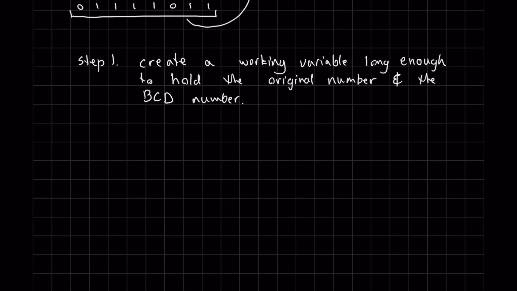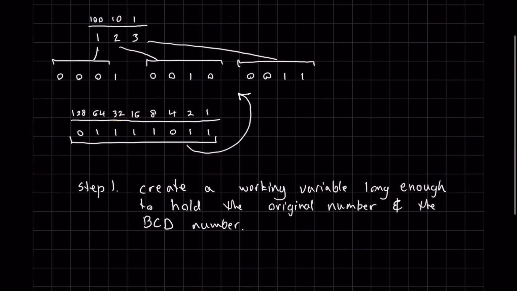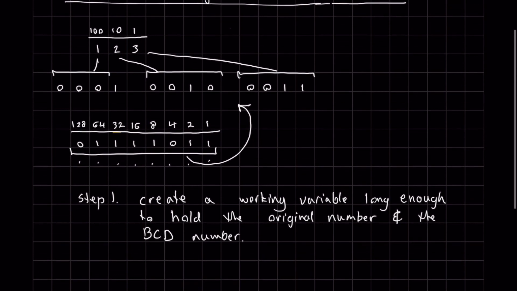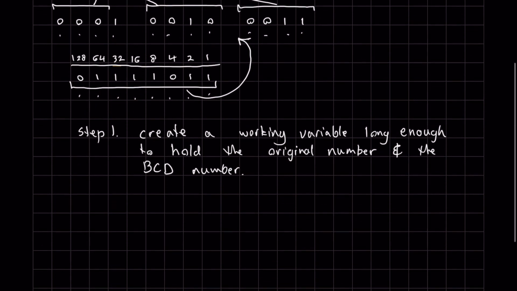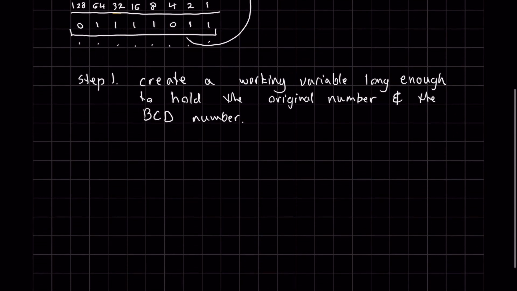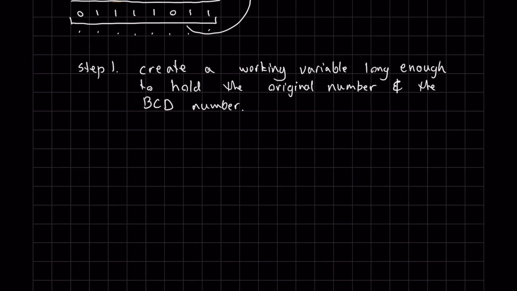So what does that mean? If we scroll back up and look at our original number, we'll see that it is 1, 2, 3, 4, 5, 6, 7, 8 digits long. And our binary coded decimal number is 12 digits long. So 8 plus 12 would be 20, so we need a 20-digit long number. So let's create a 20-digit long number. 1, 2, 3, 4, 5, 6, 7, 8, 9, 10, 11, 12, 13, 14, 15, 16, 17, 18, 19, 20. Alright.